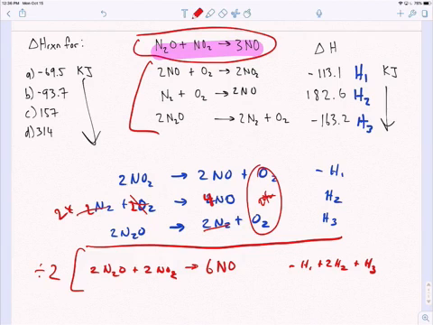Right. And then if you add them up, you get this. We can take them all, and those cancel. So now you have 2 N2O, 2 NO2's there, and you get 4 plus 2, 6 NO's. But you want this, so you divide by 2. That's how that comes into play. Awesome. Does that make sense?